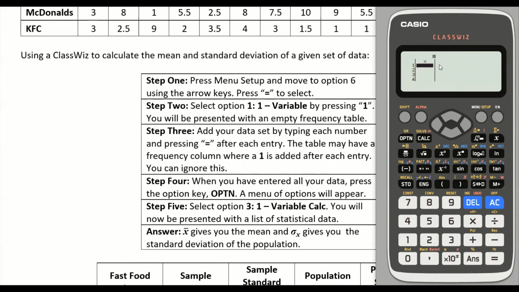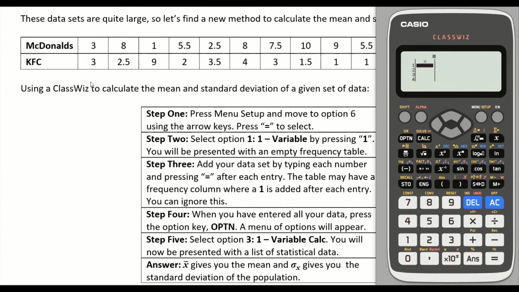And then what we do is we just add the data set to this column. Let's have a look at the numbers. We can just type in the numbers. That's no problem. So we'll start off with McDonald's first of all. So we'll have 3, we'll put that in. We've got 8, and we've got 1.